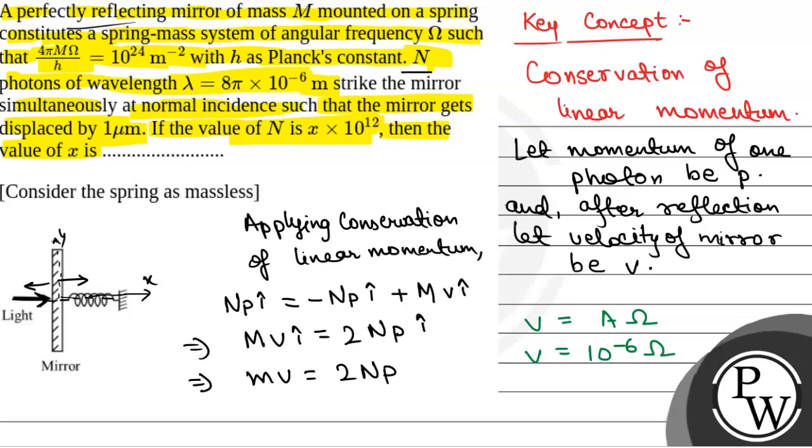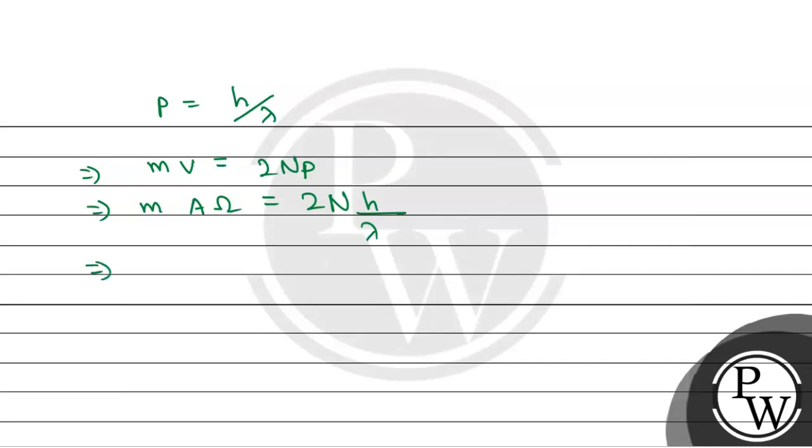Now we will calculate the momentum of one photon. p will be equal to h by lambda. Therefore mv, which is equal to 2np, and with v equal to A omega, that will be equal to 2 into n into h by lambda. So from here we will have n is equal to m omega by h into lambda A by 2.